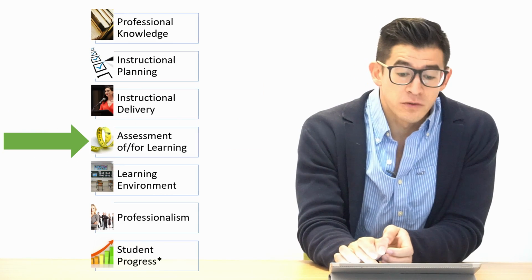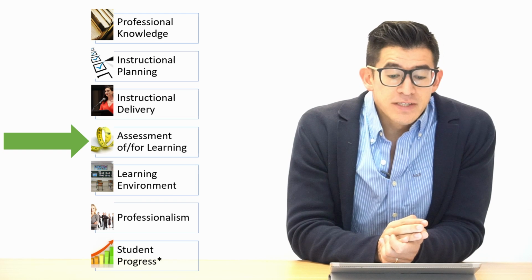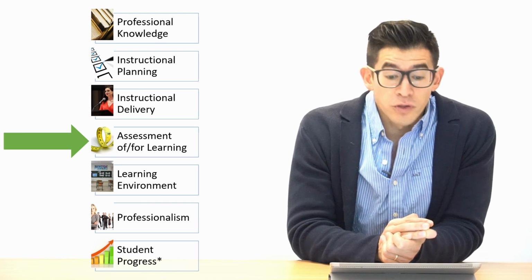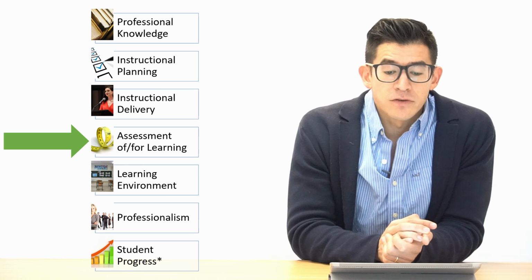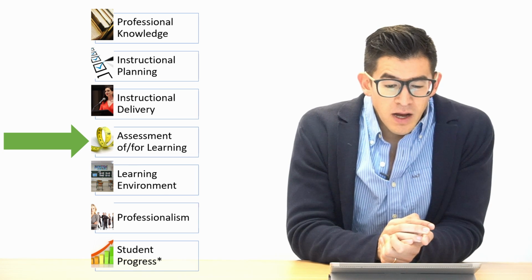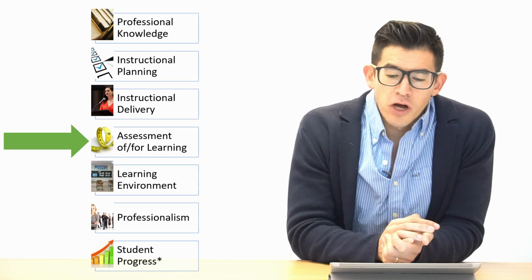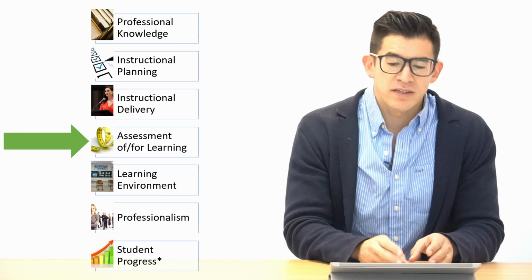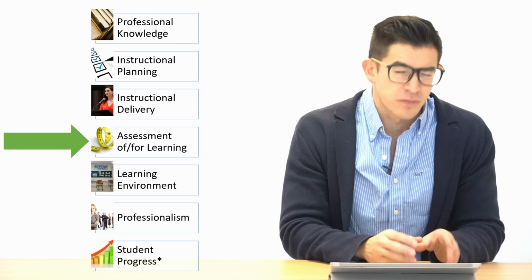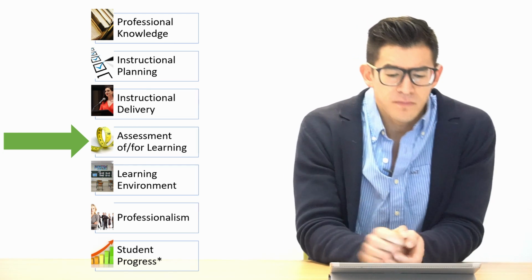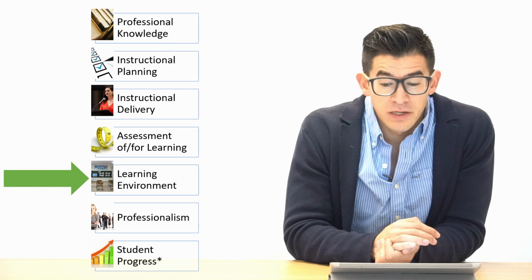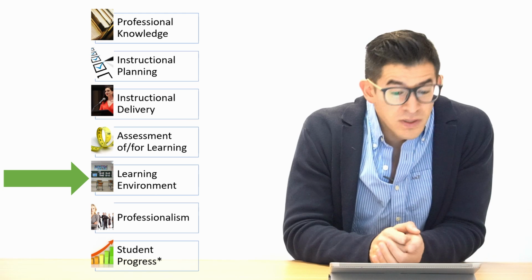Assessment of and for student learning. So this corresponds to 5D's assessment for student learning dimension and Danielson's third domain. However, the 5Ds and Stronge emphasize assessment more as separate domains, whereas Danielson includes it alongside several other pedagogy and classroom practice indicators. Learning environment, this corresponds to the 5Ds classroom environment and culture in Danielson's domain 2.